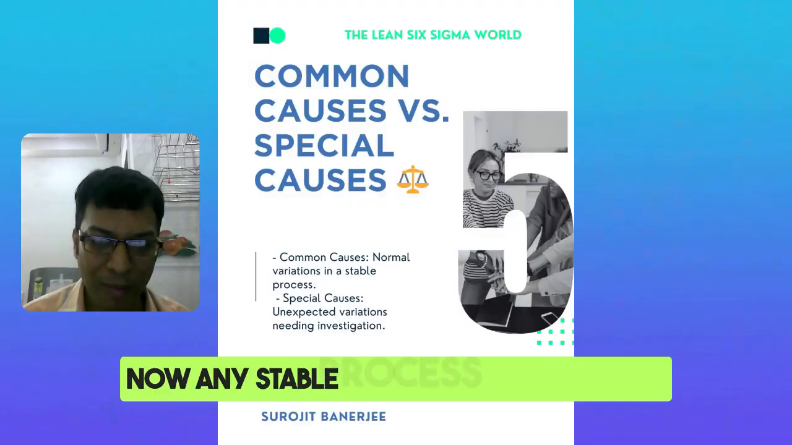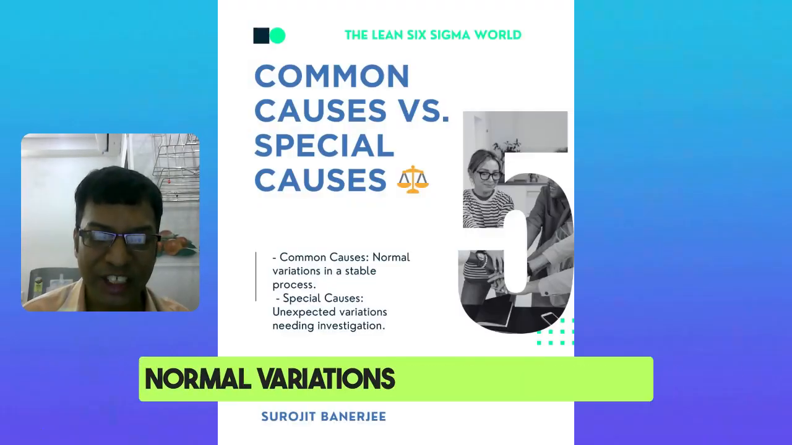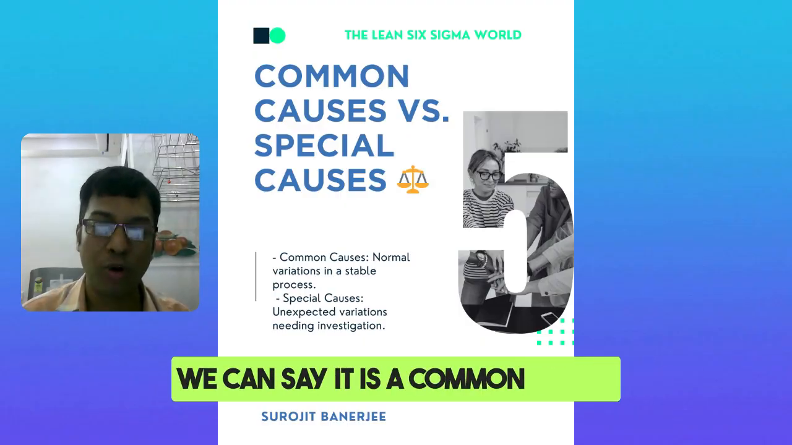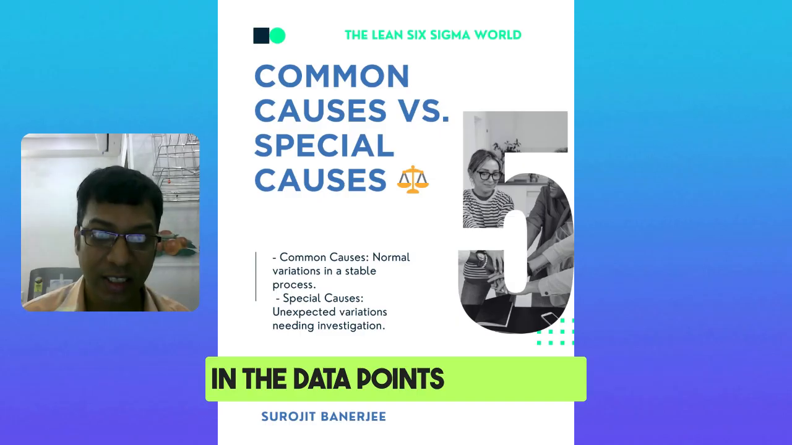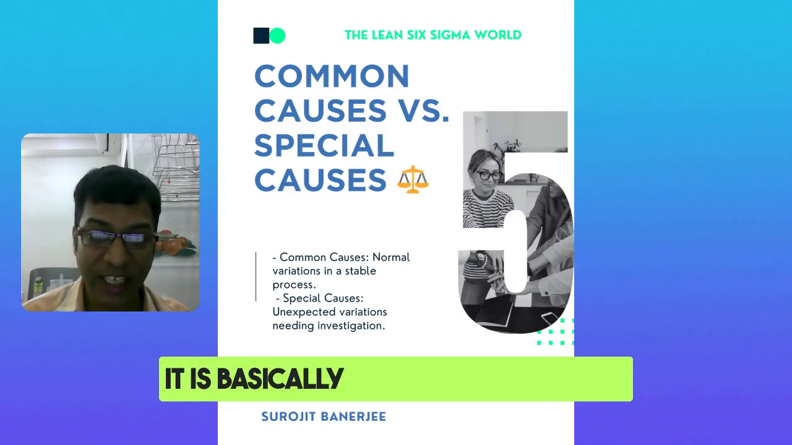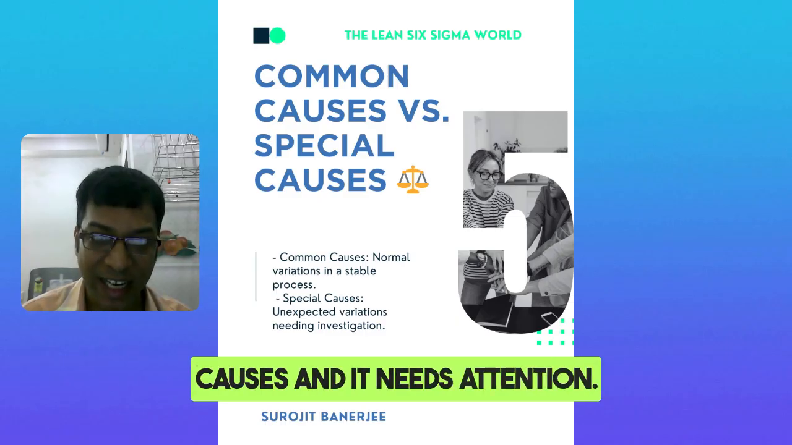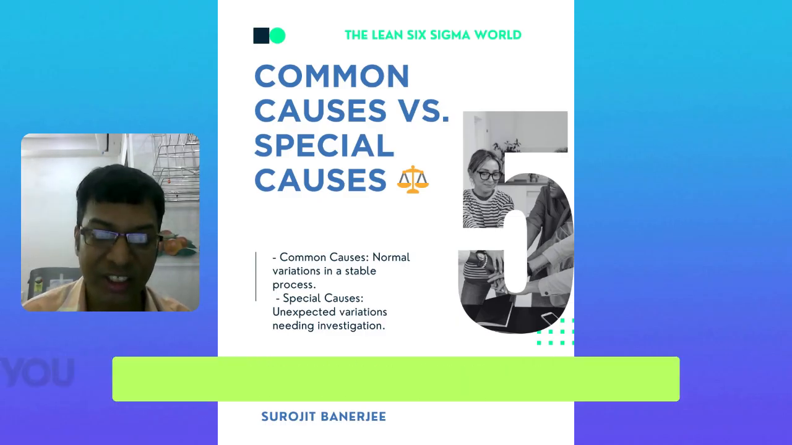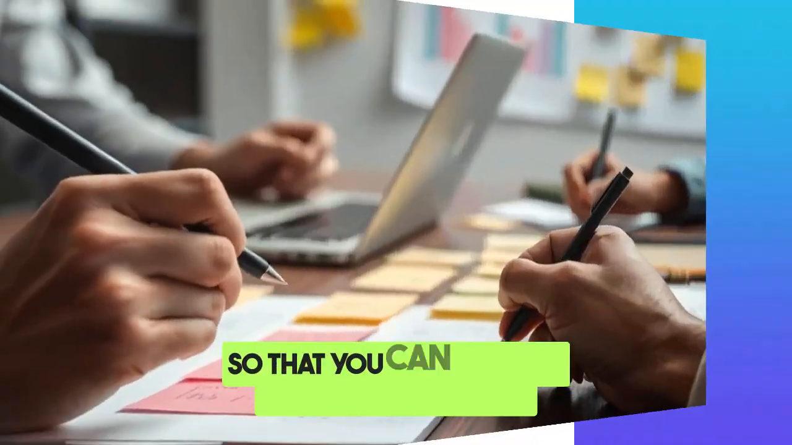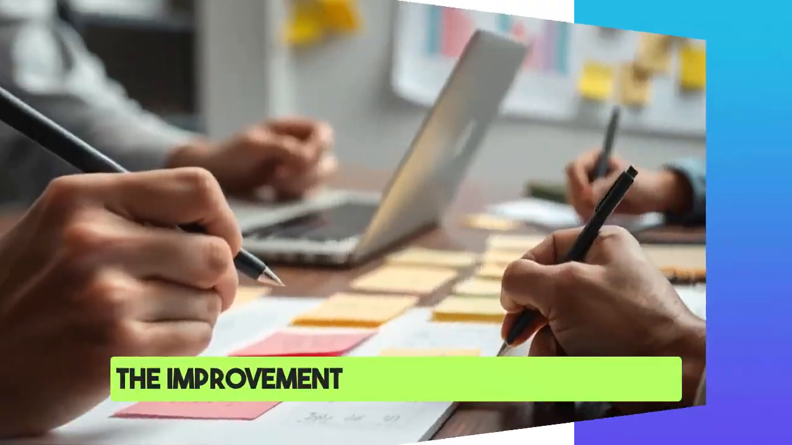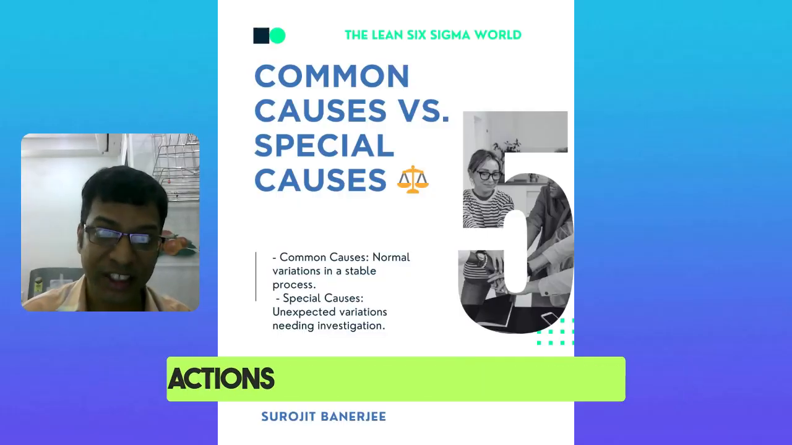Now I am moving into common causes versus special causes. In any stable process, if there are some normal variations in the data points, we can say it is a common cause. But if there are some unexpected variations in the data points, then it comes under special causes and needs special attention. It needs investigation. You need to do brainstorming to find out what are the things that are happening, so that you can sustain the improvement activities and necessary actions can be taken accordingly.